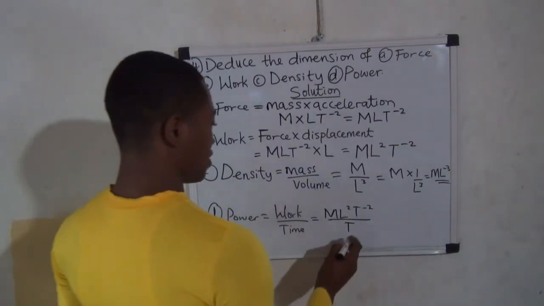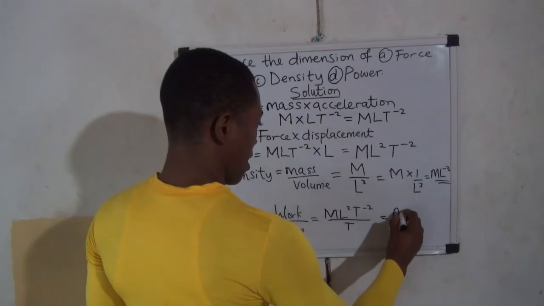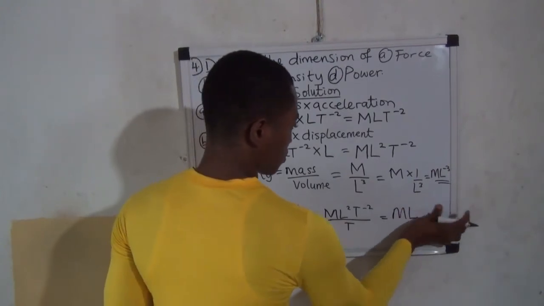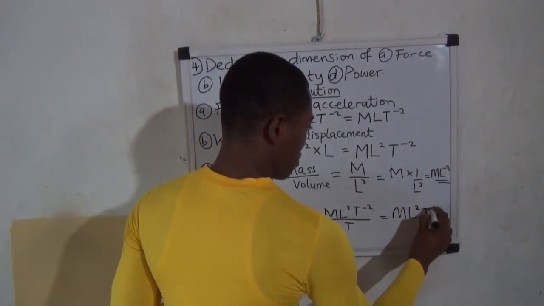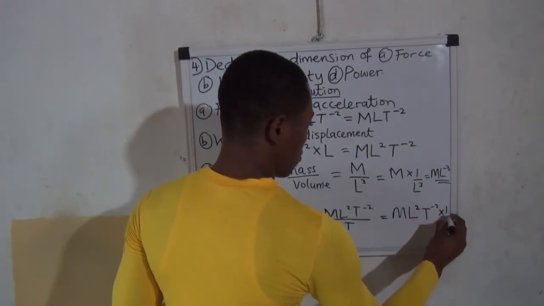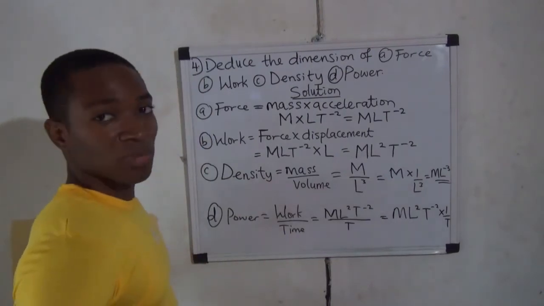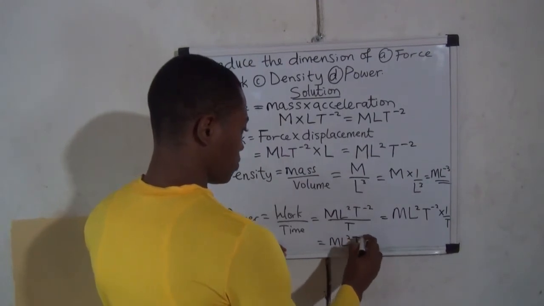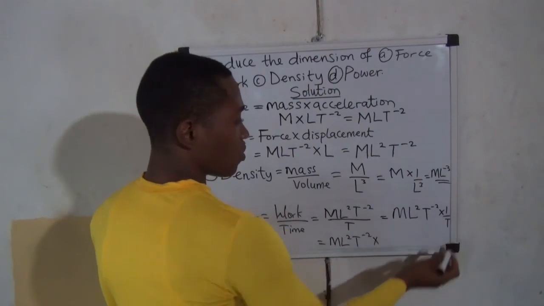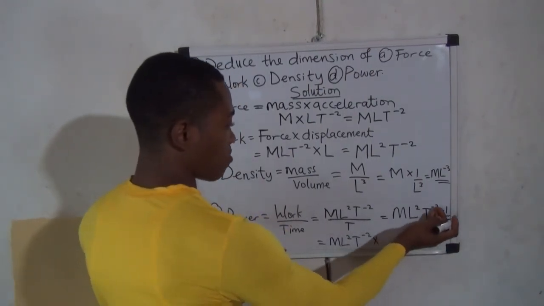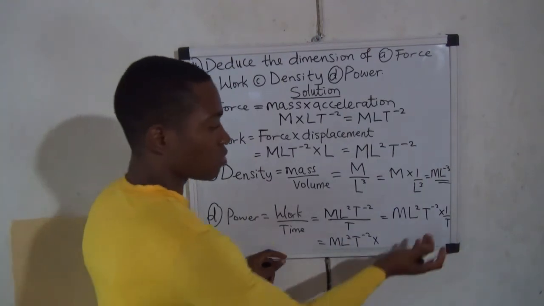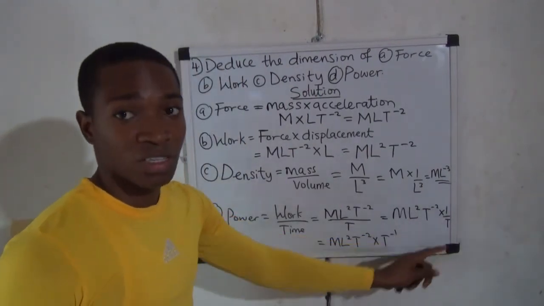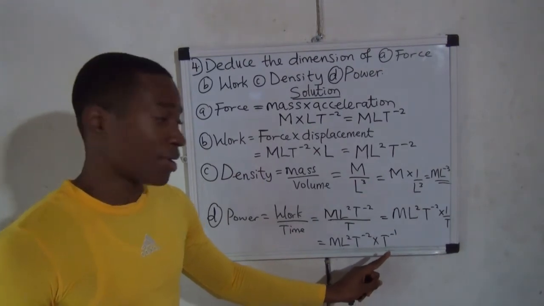So from here, we have M L squared T raised to the power of minus 2, multiplied by 1 over T. M L squared T raised to the power of minus 2, multiplied by 1 over T, multiplied by T raised to the power of minus 1, because 1 over T is equal to T raised to the power of minus 1.